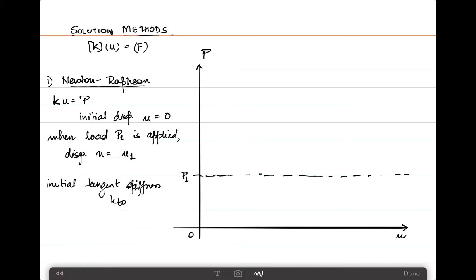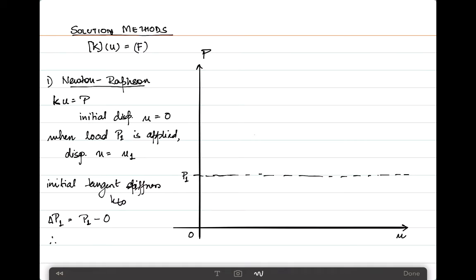So in this case, to define this initial tangent stiffness, I need to know the initial load increment and therefore the initial displacement increment. But the displacement increment is the one that we are looking for, and that's the unknown in the problem. And we know that the load applied at the first step is P1. Therefore, the first load increment delta P1 is the load P1 minus the initial load, which is 0.